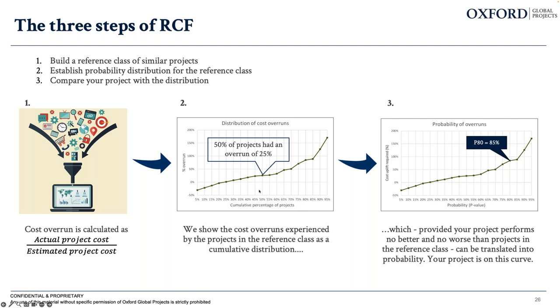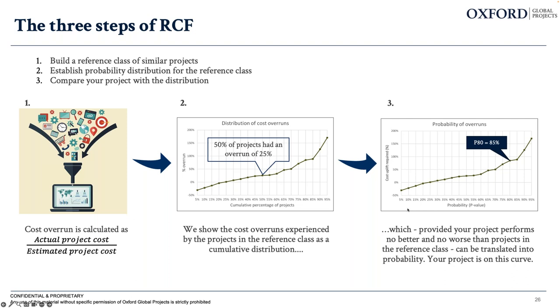So that then gives you the distribution of the cost overruns experienced by these projects in your reference class, which you can then look at here and say, okay, so 50% of these projects had an overrun of 25%. Provided that your project performs no better and no worse than the projects in the reference class, we can translate that x-axis into the probability, and your project is then somewhere on that curve.